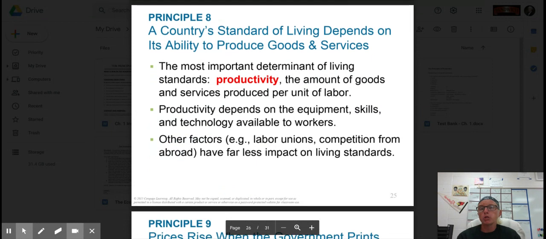So the most important determinant of living standards is productivity, the amount of goods and services produced per unit of labor. The more productive an economy, the more productive people are, and what they're producing makes our standards of living much better. So productivity, what does it depend on? It depends on our capital, the equipment, like the quality of it, skills, which is when we get educated, the more educated we are, the more productive we are, and the technology that we are using to make ourselves more productive.